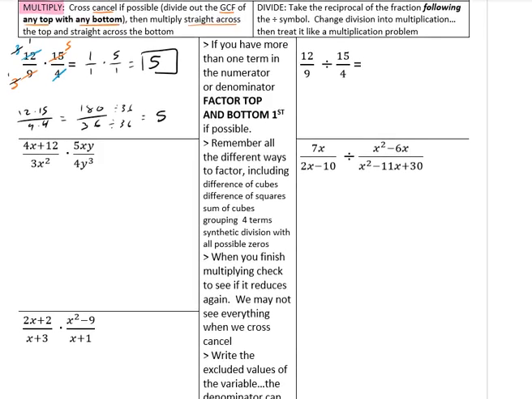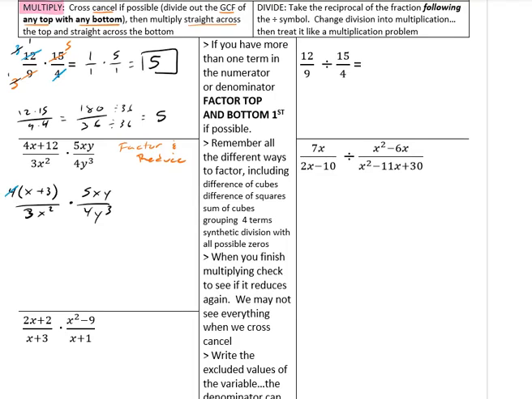Take a look at this next one. You always want to see if you can factor first. So you want to factor and reduce. So 4x plus 12, I have a GCF of 4. So I can have 4 and then x plus 3 is left over 3x squared times 5xy over 4y cubed. Let's see what we can simplify.